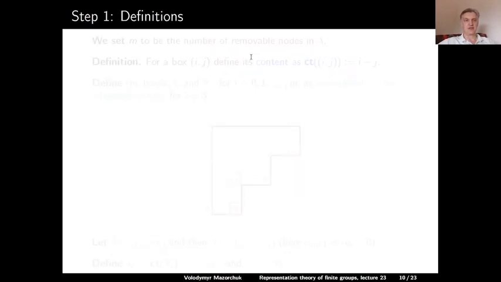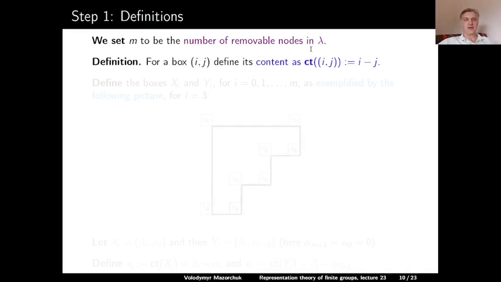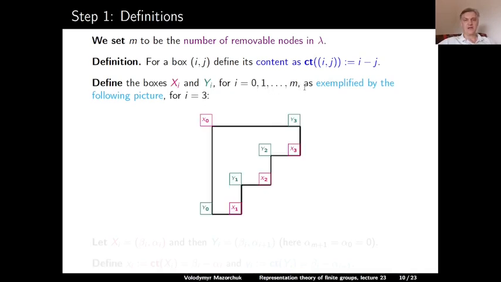So we start with definitions. We set m to be the number of removable nodes in our partition lambda. Next, for a box (i, j), we define the content of this box as i minus j. Now we define the boxes capital X_i and capital Y_i for i from 0 to m, as exemplified here on this picture, in which case m is equal to 3. So we have a partition lambda here with 3 removable boxes.